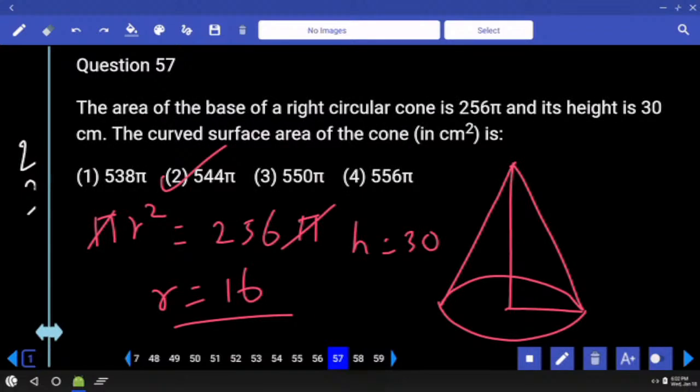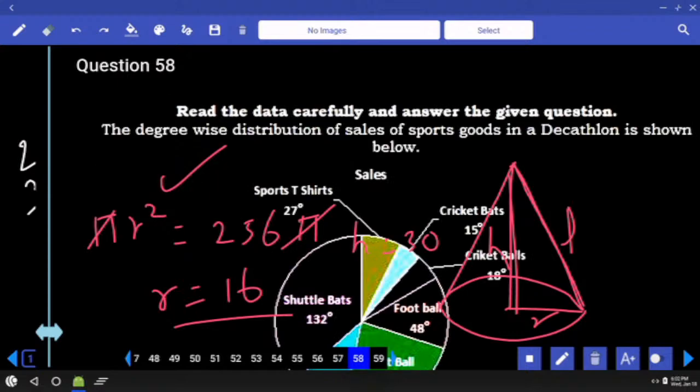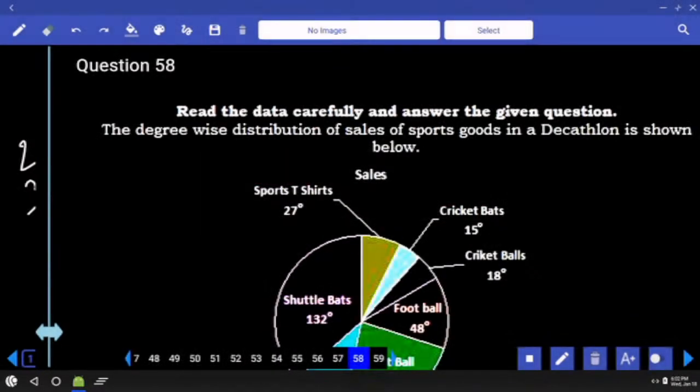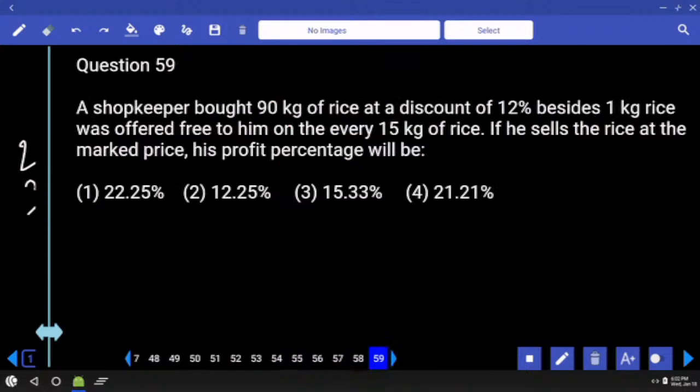Okay, clear or not? This is your slant height, the slanting one. This is your height h and this is your radius r. Is it clear? Right. Easiest question. Again a DA question. Shall I do it or do you want me to skip this? Can I skip or shall we do it? Your wish. Okay, fine. 59th.